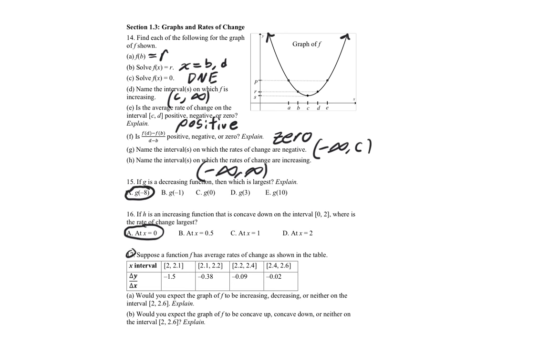17. Suppose a function f has average rates of change as shown in the table. So from 2 to 2.1, we have negative 1.5, 2.1 to 2.2, negative 0.38, and so on. Part A asks, would you expect the graph of f to be increasing, decreasing, or neither on the interval 2 to 2.6? So 2 to 2.6 encases this entire interval here. So from here we can see our average rates of change are all negative. Therefore, we'd expect the graph to be decreasing.